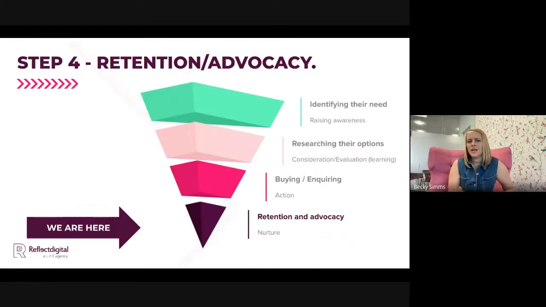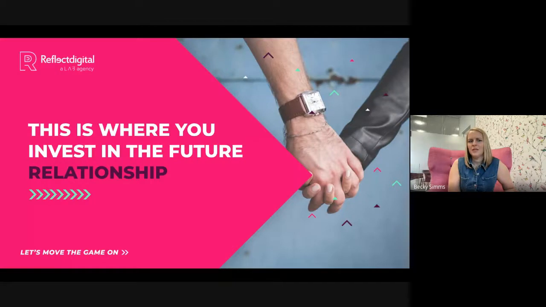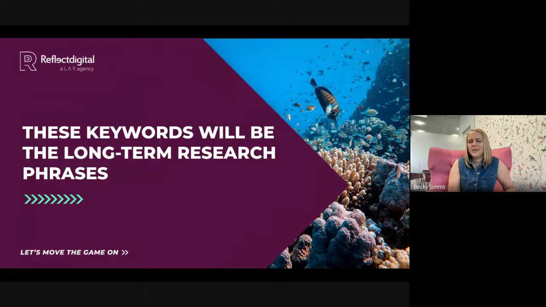And then finally, we're on to that retention and advocacy. Well, this is where you're investing in the future relationship. This is where you're thinking about, once they've got my product or they're engaging with my service, what other things might they be searching for that I can be there to help them with? So these keywords are going to be those kind of long-term research phrases.